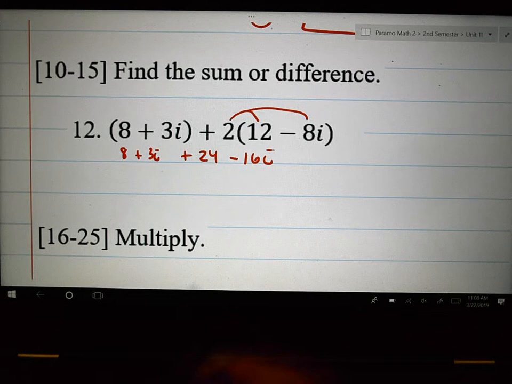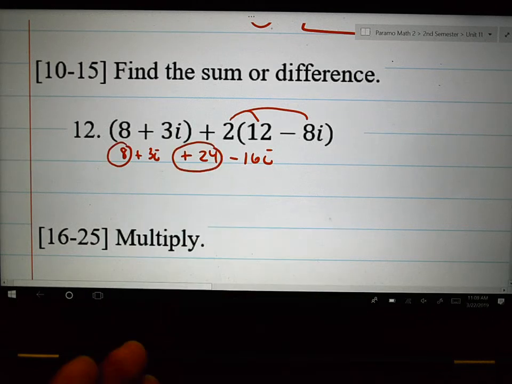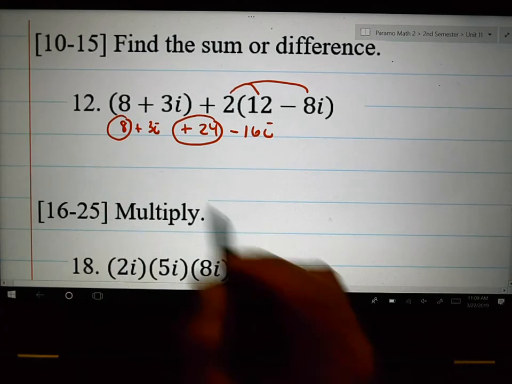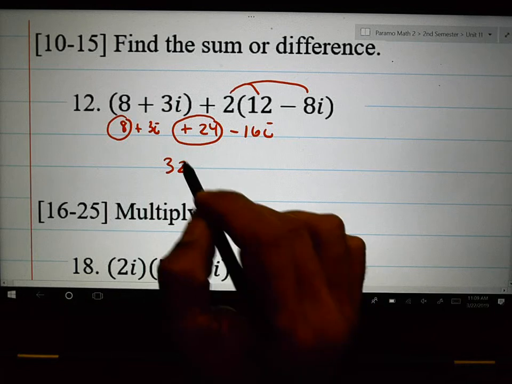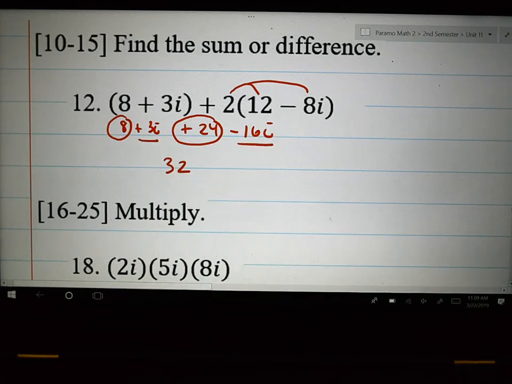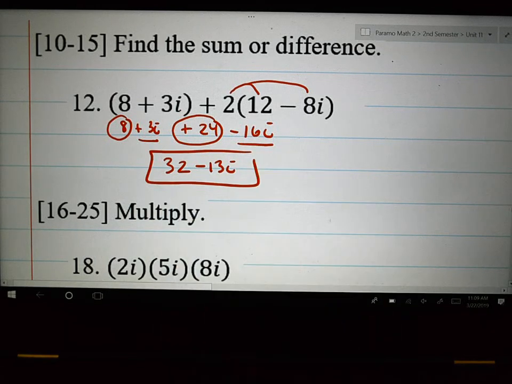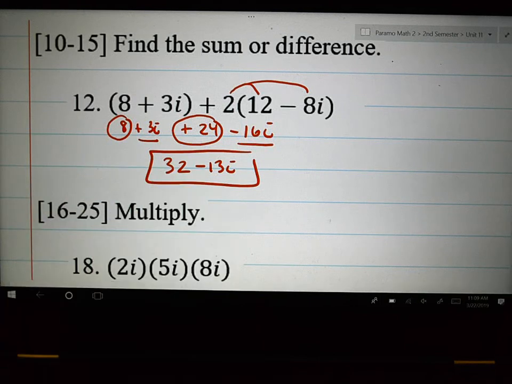Once you've multiplied, you don't need the parentheses, and now you can put your real components together. This can be added with that because they're both real numbers. 8 plus 24 is 32. Now let's put the imaginary components together. 3i minus 16i is negative 13i. And then that is in standard form, a real plus the imaginary component.